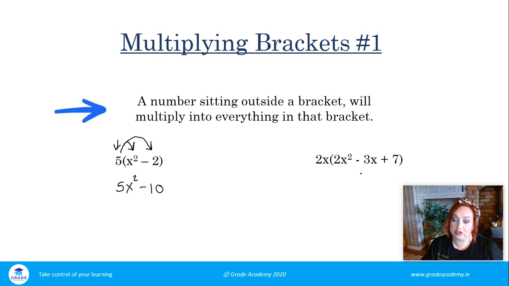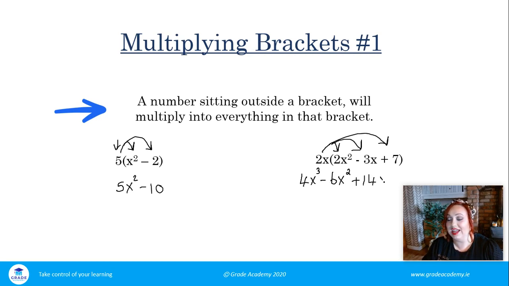Going over to the other side, we have this one. Now there's 3 terms in this bracket. That doesn't make a difference. The 2x is sitting outside, so the 2x has to multiply into all of these 3 terms in the bracket. So you're going to get 4x cubed. You're going to get minus 6x squared, and you're going to get plus 14x.